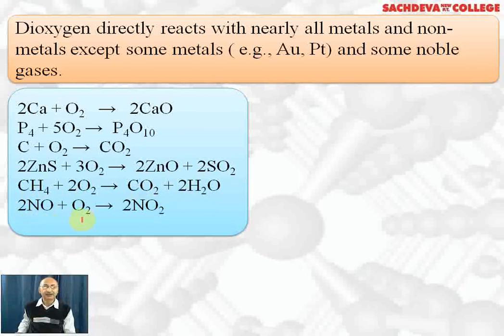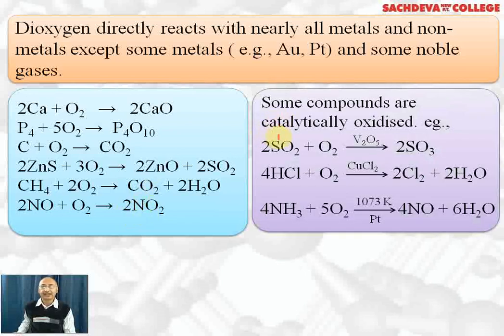Nitrogen monoxide readily gets oxidized to nitrogen dioxide in atmosphere. Nitrogen monoxide is a colorless gas, whereas nitrogen dioxide is a brown colored gas. Nitrogen monoxide is a neutral oxide, whereas nitrogen dioxide is an acidic oxide. Some compounds are catalytically oxidized. For example, 2 moles of SO2 react with oxygen in the presence of vanadium pentoxide to form 2 moles of sulfur trioxide. This is the reaction taking place in the contact process for manufacture of sulfuric acid.